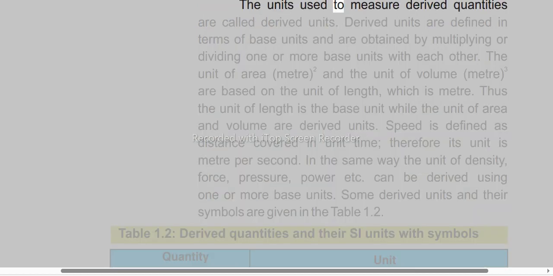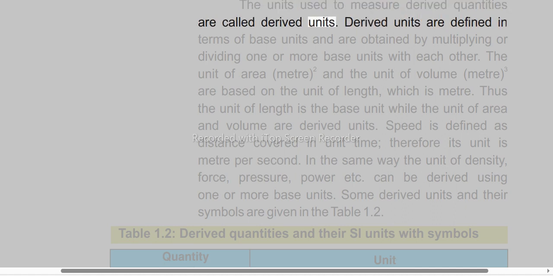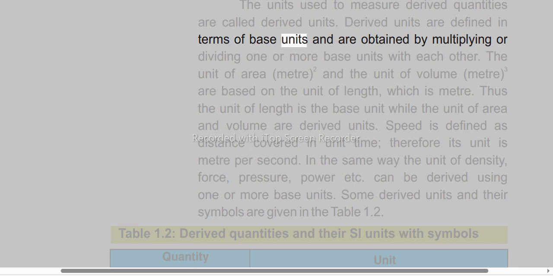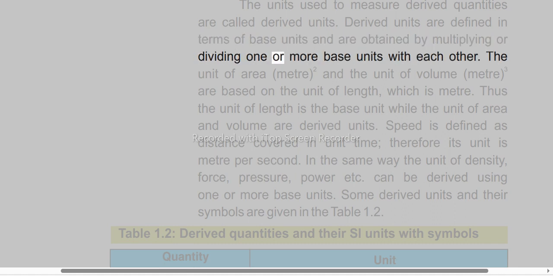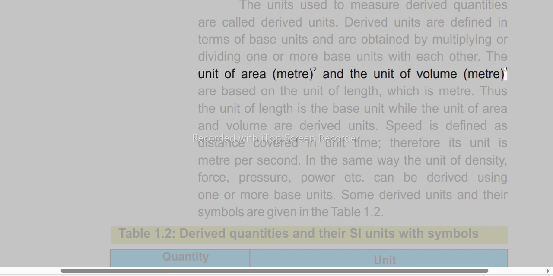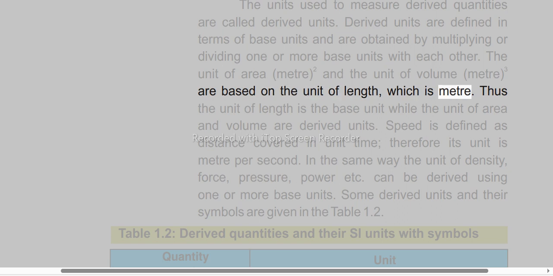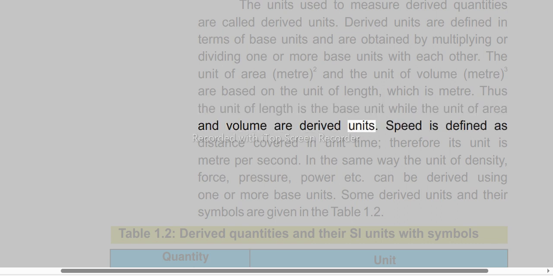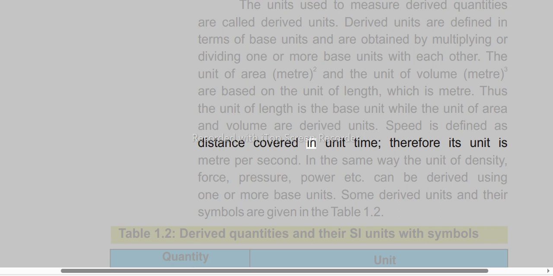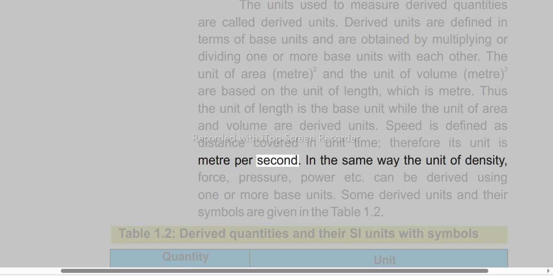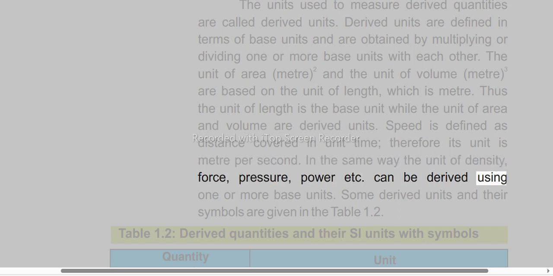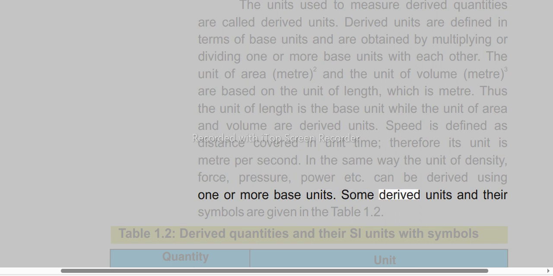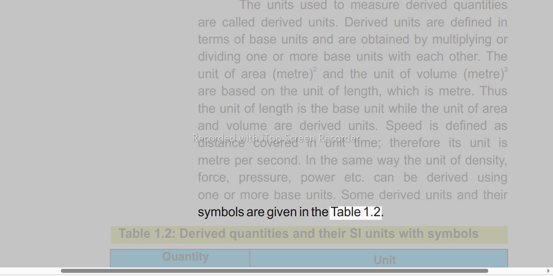Derived units. The units used to measure derived quantities are called derived units. Derived units are defined in terms of base units and are obtained by multiplying or dividing one or more base units with each other. The unit of area, meter squared, and the unit of volume, meter cubed, are based on the unit of length, which is meter. Thus the unit of length is the base unit, while the units of area and volume are derived units. Speed is defined as distance covered in unit time, therefore its unit is meter per second. In the same way, the units of density, force, pressure, power, etc. can be derived using one or more base units. Some derived units and their symbols are given in Table 1.2.